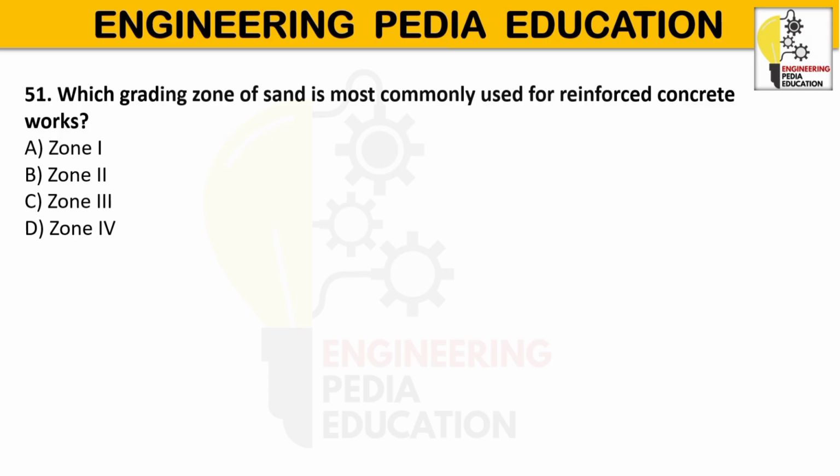Which zone sand is most commonly used for reinforced concrete work? Zone 1, Zone 2, Zone 3, Zone 4. So the correct answer is Zone 1. Zone 1 is highly graded and coarser compared to all the others, so it can be used for RCC work. Zone 4 is not suitable for work because it is very fine sand.